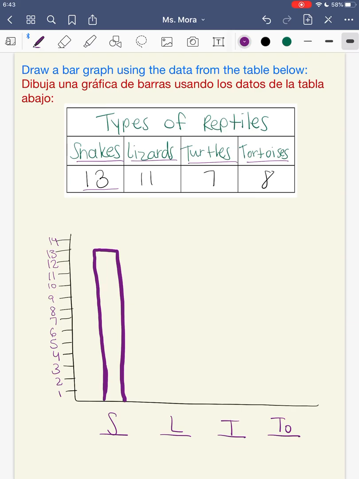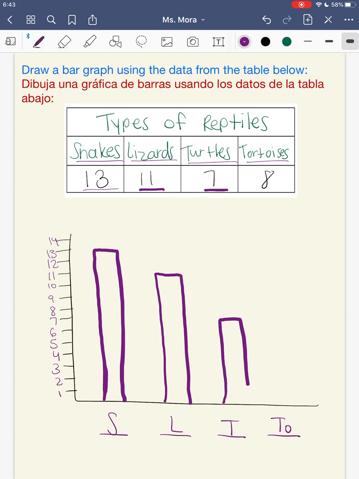Alrighty. And then for lizards, I have 11. So 11 lagartijas. Entonces voy a dibujar aquí hasta el número 11. 7 turtles. So I'm going to go up to my number 7. 7 tortugas. And 8 tortoises.